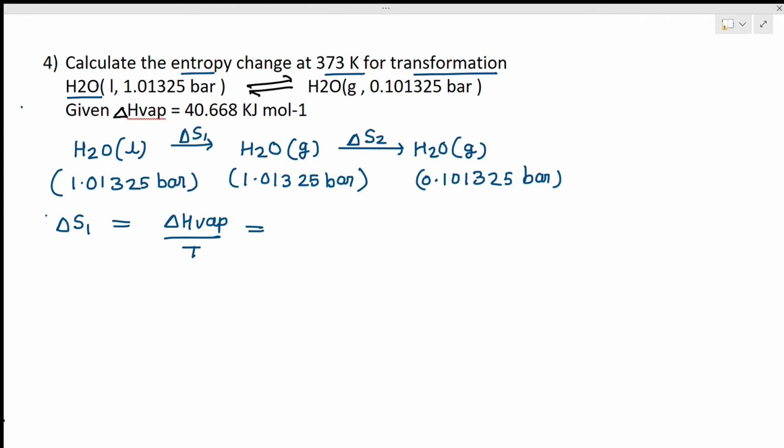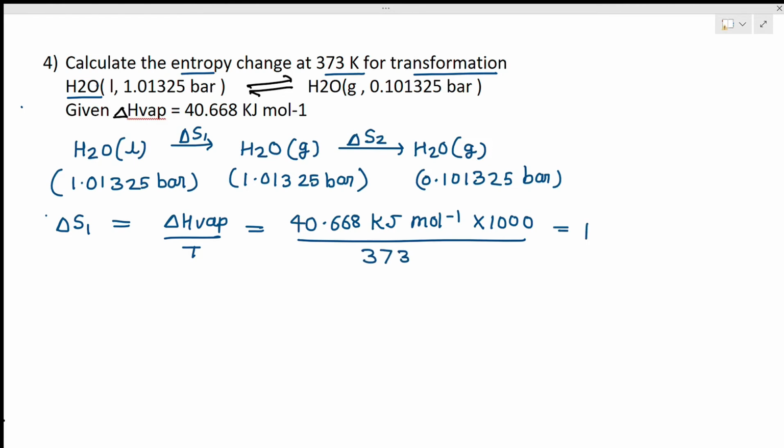It means 40.668 kilojoule per mole. This is given to us in kilojoule, so you will have to multiply it with 1000, then divide it by 373. So your answer will be 109.03 joule per Kelvin per mole.